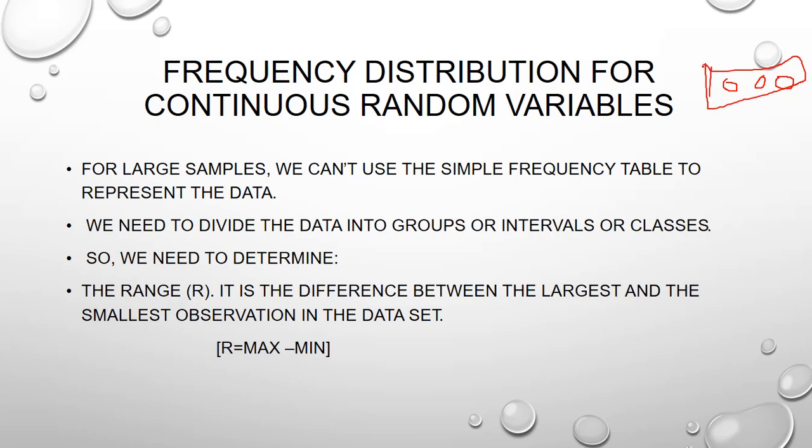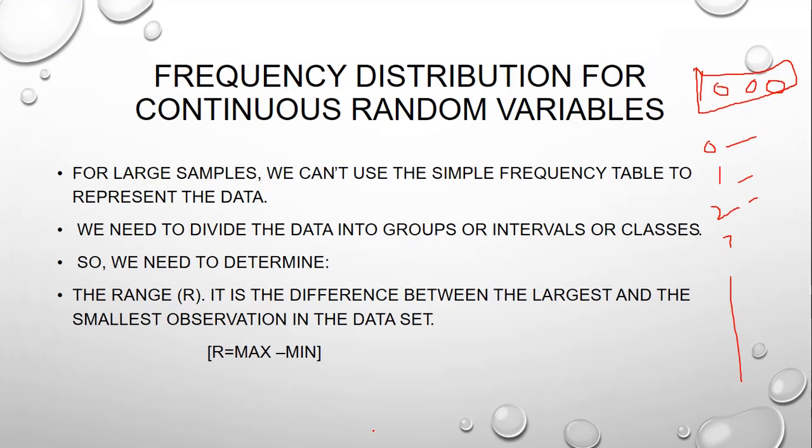Now, for example, I have 1000 different values. I can represent 0 has this many values, 1 has this many, 2 has this many, 3 is different. This is a lengthy, time-taking process, and it will be complex. If you miss some value, it will totally collapse. So for this type of data we have a new way, called class intervals. We need to divide the data into groups, intervals or classes. So we need to determine the range.